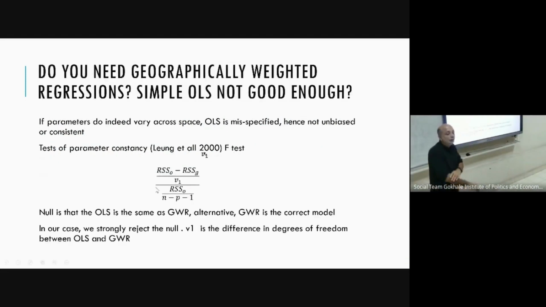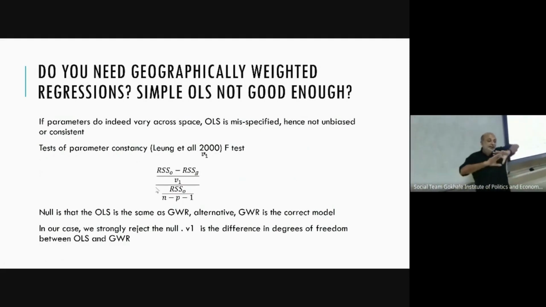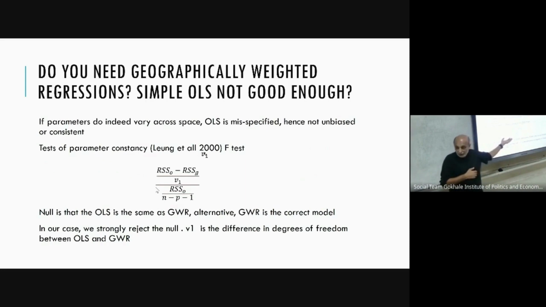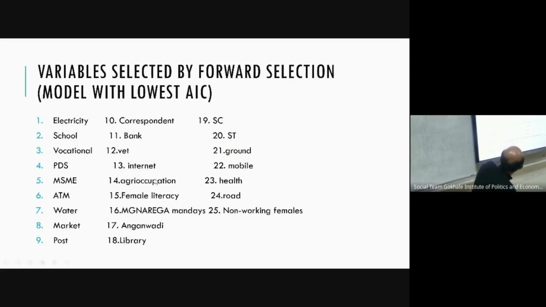And then you use a test of parameter constancy. Do you really need a geographically weighted regression, or will a regression with constant coefficients across the entire space suffice? This is a kind of F test, really, where the null hypothesis is that you don't need it, that a model with constant parameters for the entire space will work as well as one with varying parameters. If you reject it, then it says that a single equation is misspecified, so you need equations with varying parameters. And in my model it rejects the null, right?